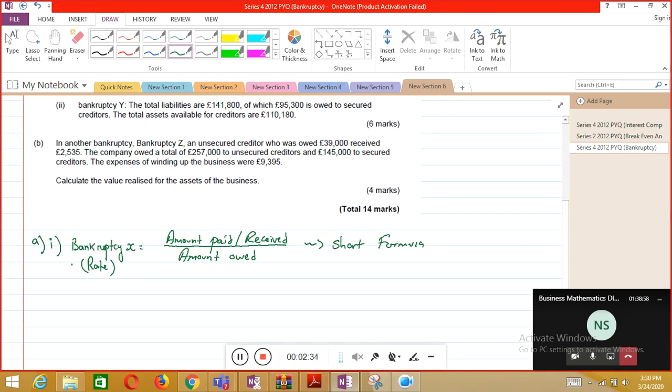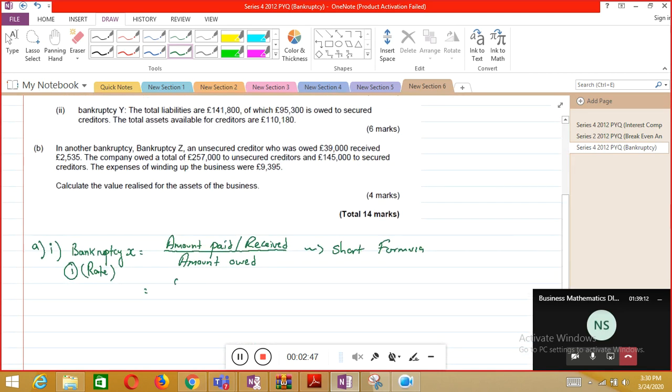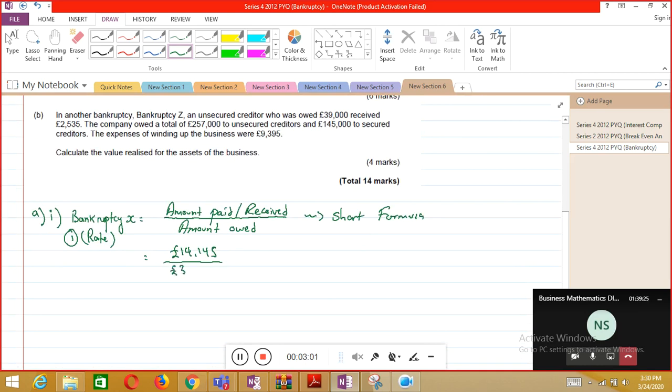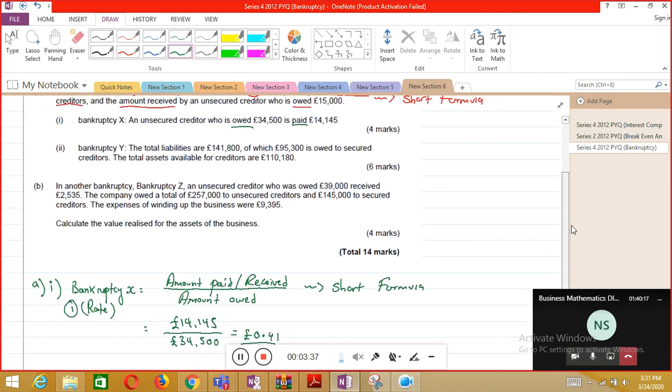So first thing, this is working one. We need to find the rate. So over here, paid is 14,145 divided by owed, which is 34,500. So you divide by 34,500, and how much is the rate? You will get 0.41. Check and see here, guys. You get 0.41. Okay, so that's our first step. We're done with the rate.